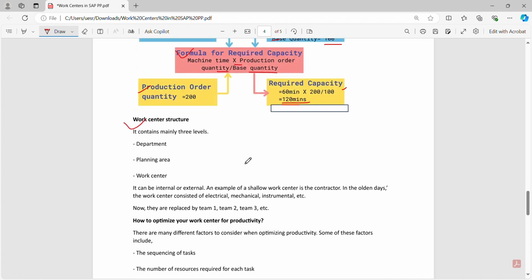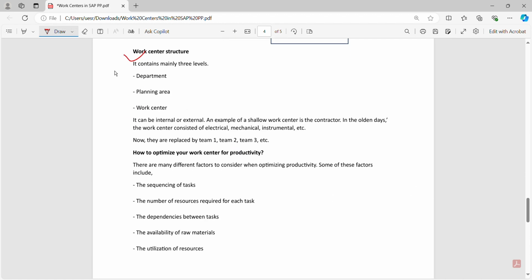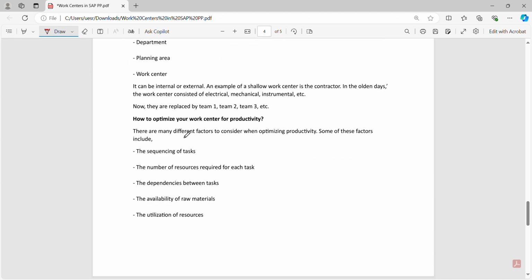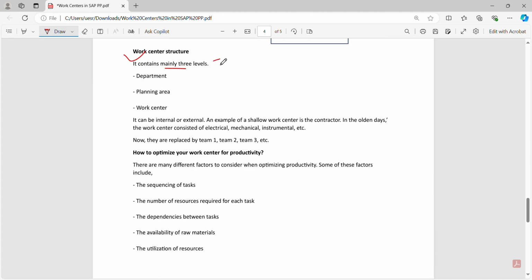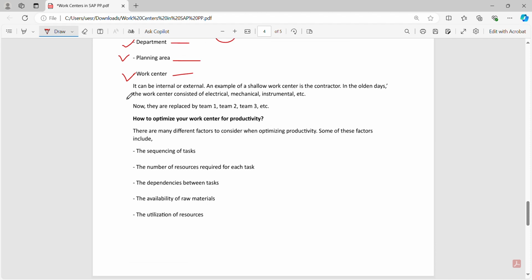Now work center structure. So how is the structure of a work center? If you see here, it contains three levels. Very fundamental thing. First is the department, then planning area, then work center. Department, planning area, and work center. So it can be internal or external, and an example of an external work center is the contractor. In the olden days, the work center consisted of electrical, mechanical, instrumental, etc. Now they are replaced by team 1, team 2, team 3.